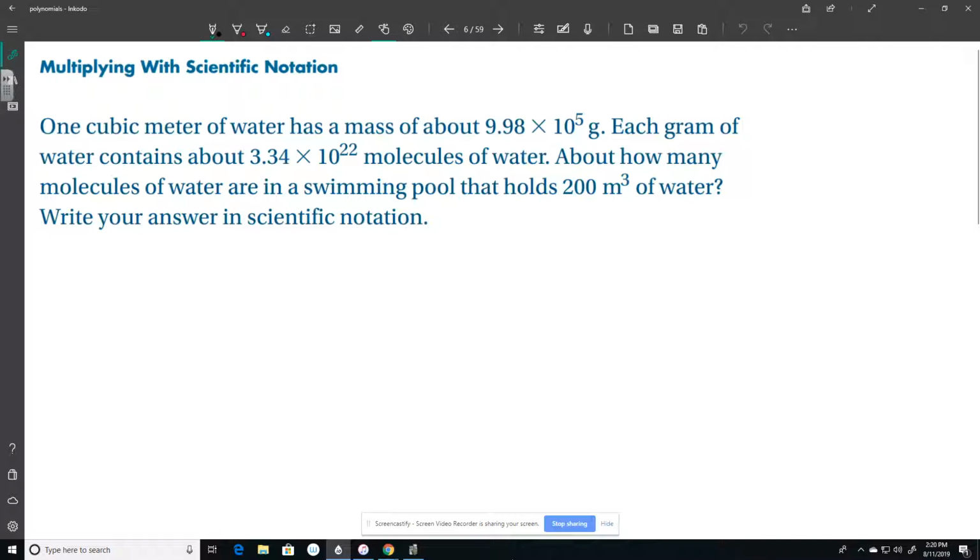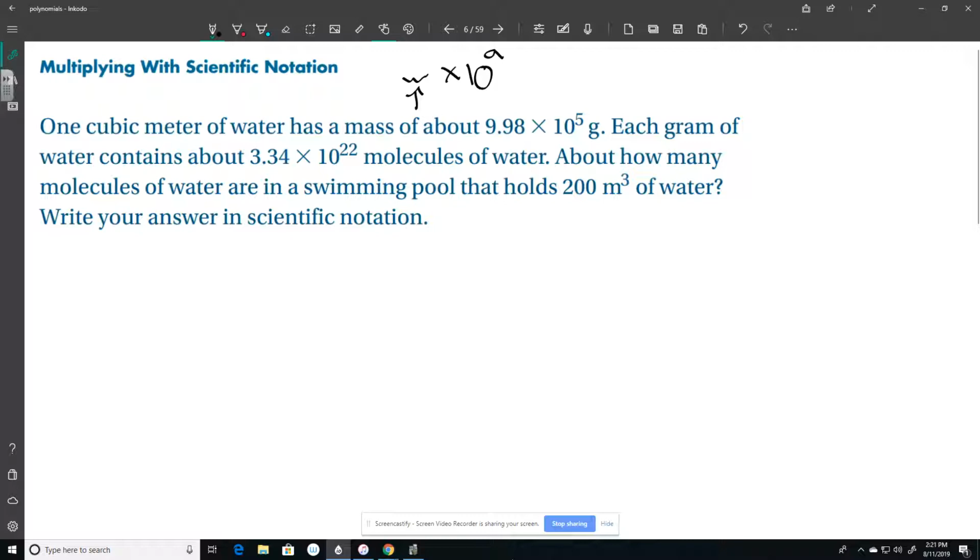Multiplying with scientific notation, you're not going to see this a lot, but it does like to pop up on the ACT every once in a while. So we just want to remind you what scientific notation looks like. Remember, scientific notation is going to have some number multiplied by 10 to some power up here. This number in front can only have one number in front of the decimal place.